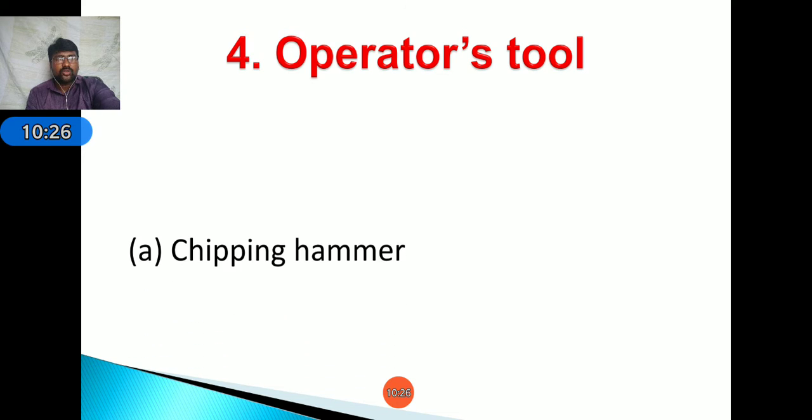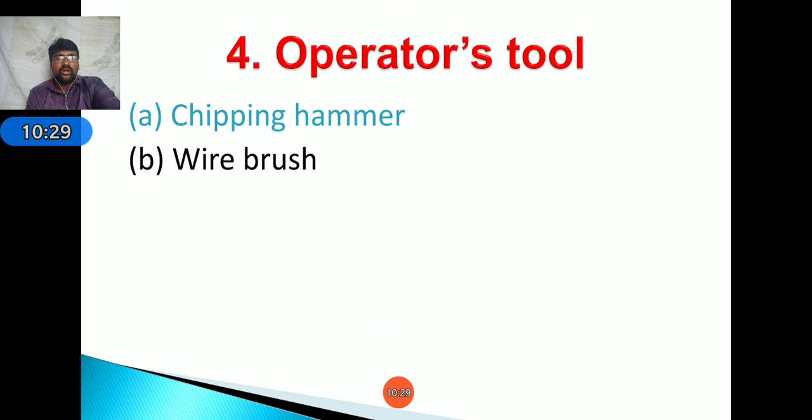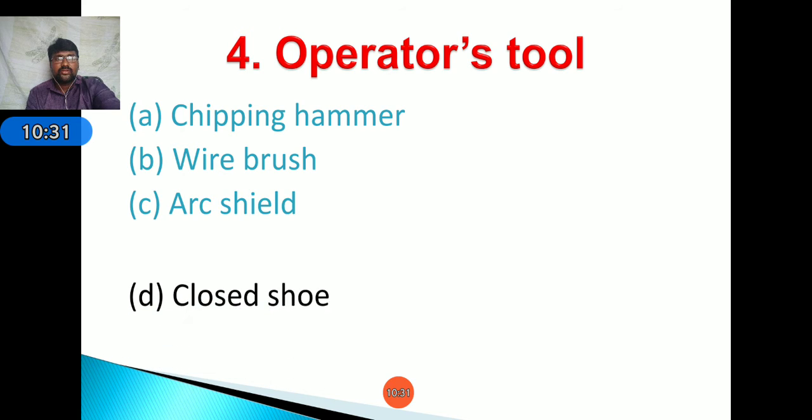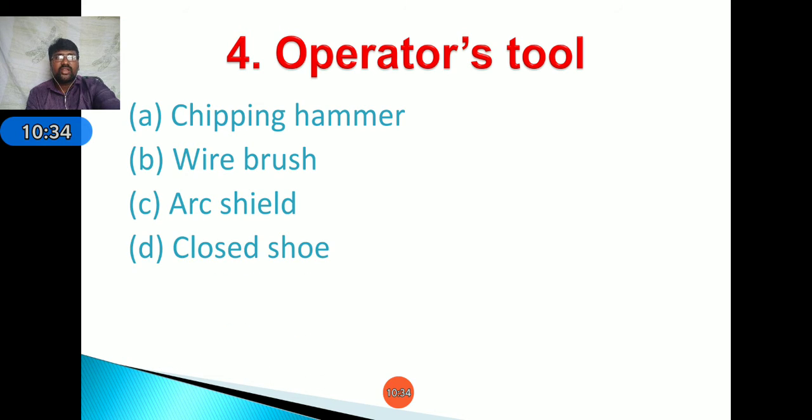Next coming to operator tools: chipping hammer, wire brush, arc shield, closed shoe. These are the different operator tools for the operator. The chipping hammer is used, suppose after the completion of welding process, one layer is formed on the joint due to solidified slag. For removing, we are using chipping hammer and wire brush. Next, arc shield. We are using a shielding device for our face. Next, closed shoe. Okay, these are the different tools we are using.